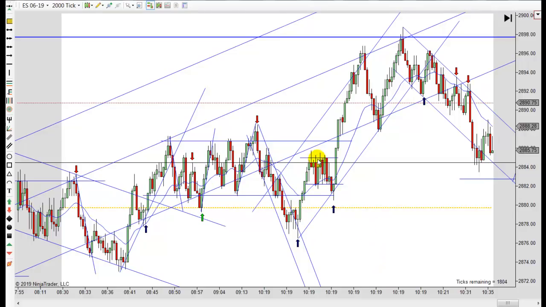But we run up here and we start going sideways again. And so once again, just stay out of this right here. There's no reason to get chopped up in that. You got to play it like a range if you're going to play it at all. A lot of times you're better off.